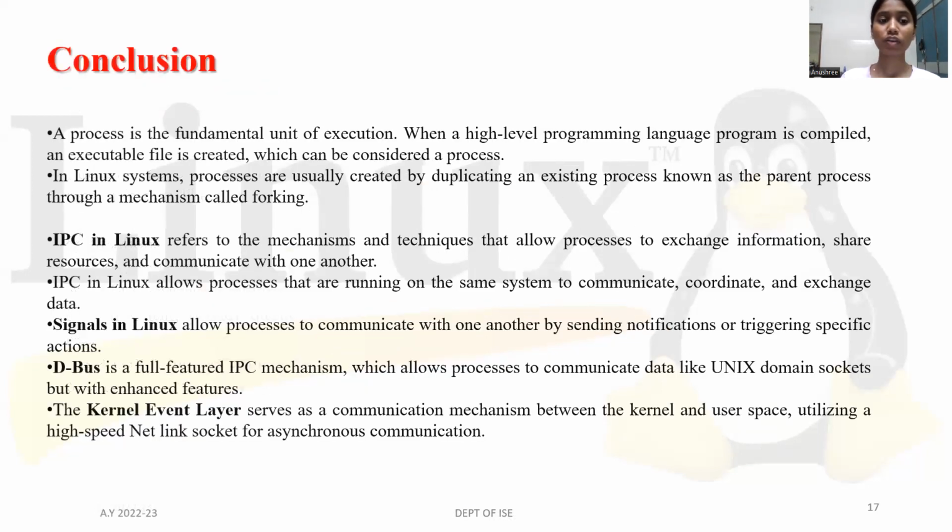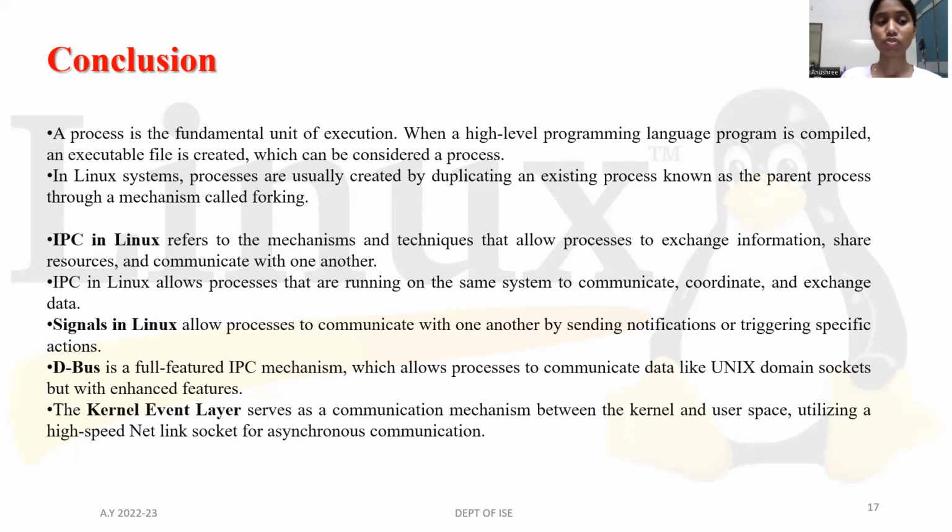Conclusion. A process is a fundamental unit of execution. When a high-level programming language program is compiled, an executable file is created, which can be considered as a process. IPC in Linux refers to the mechanisms and techniques that allow processes to exchange information, share resources, and communicate with one another. Signals in Linux allow processes to communicate with one another by sending notifications or triggering specific actions. Dbus is a full-featured IPC mechanism which allows processes to communicate data like Unix domain sockets but with enhanced features.